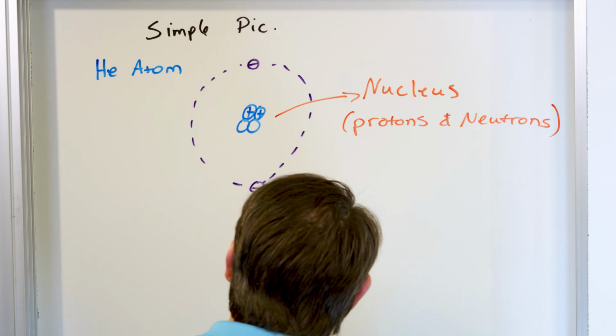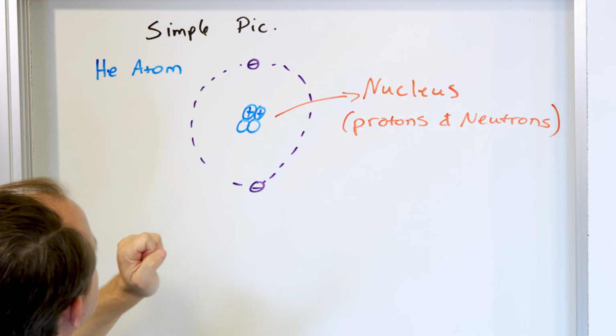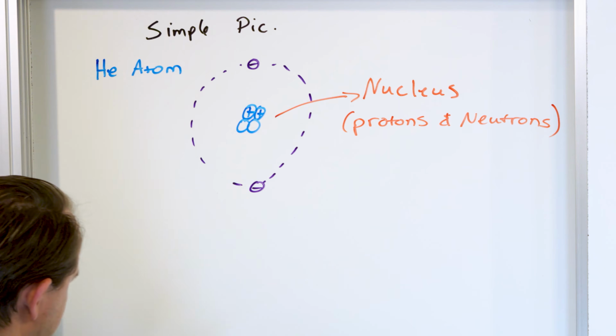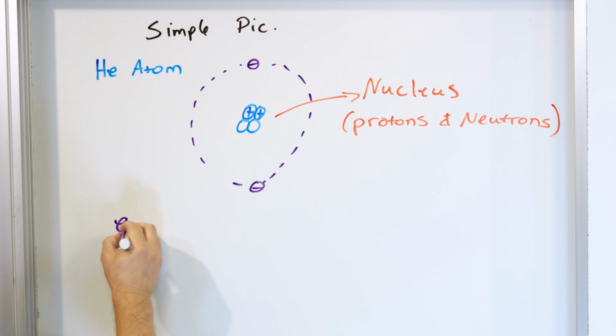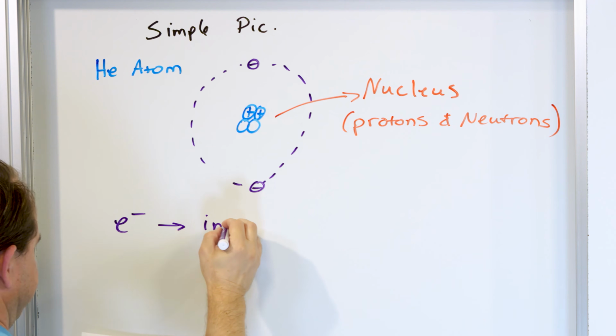Now it's natural to ask, all right, this is what an atom is made of. What are electrons made of? What are protons made of? What are neutrons made of? In our current understanding today, 2022, electrons are indivisible.